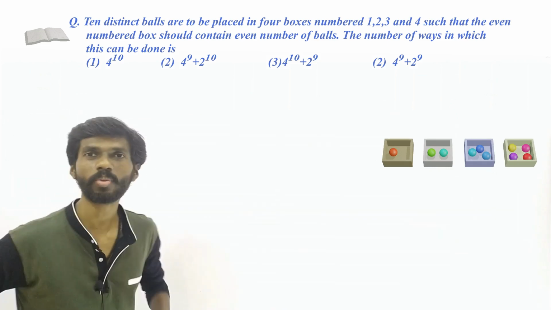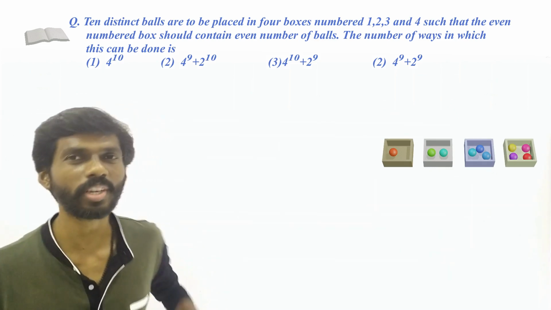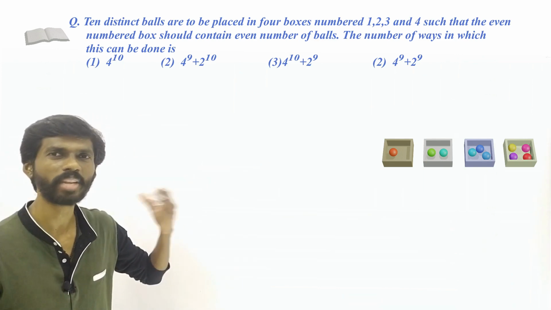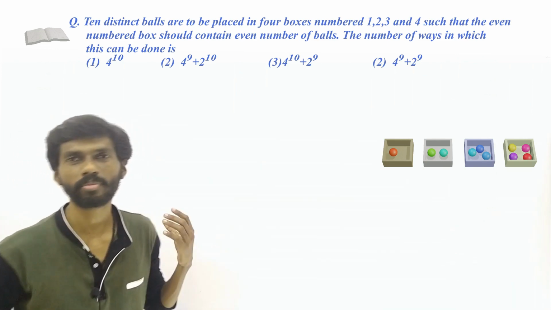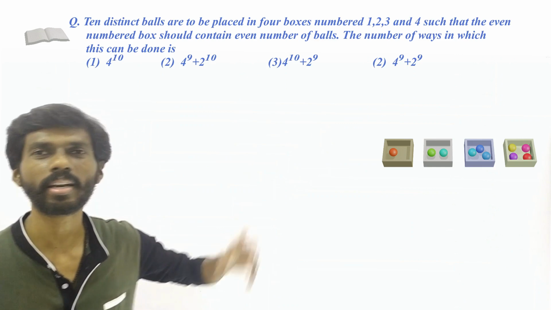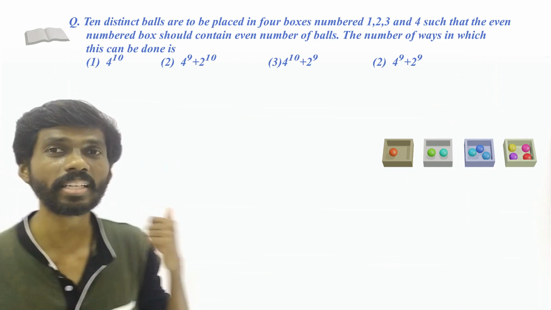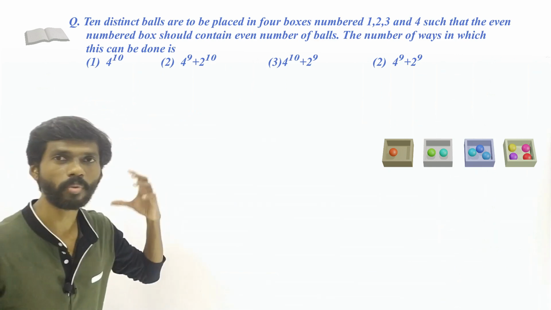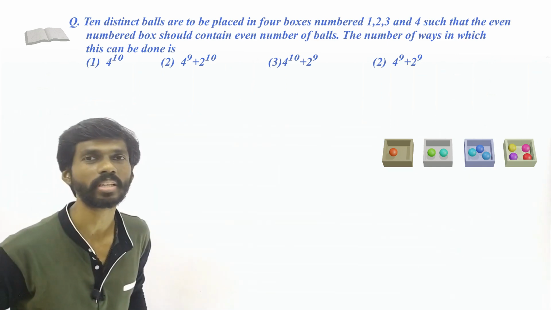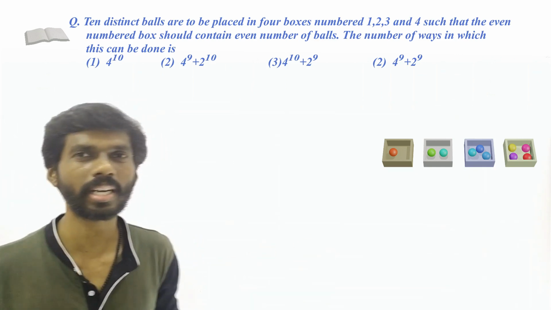So if this condition was not there, we could have done it directly. The first ball can be placed in 4 ways, any one of the 4 boxes. Second ball can be done in 4 ways, and similarly the 10th ball can be done in 4 ways. So that means 4 to the power 10 would be the answer. But there is an extra condition here. The even numbered box should contain only an even number of objects. So this extra condition makes this question a little difficult.